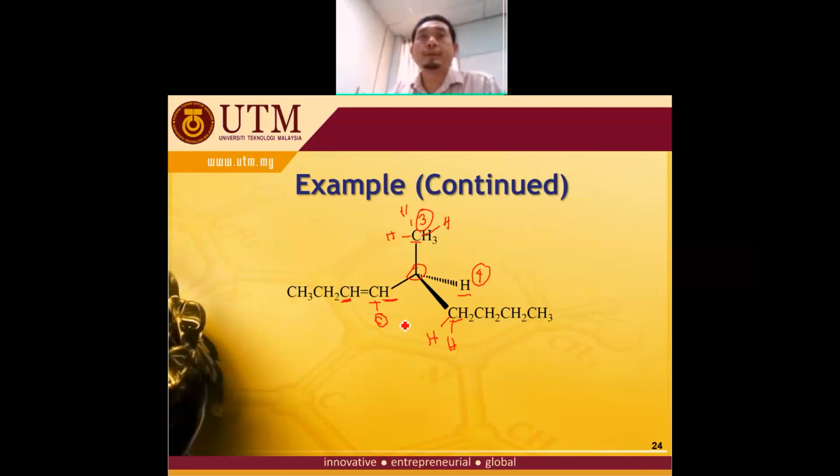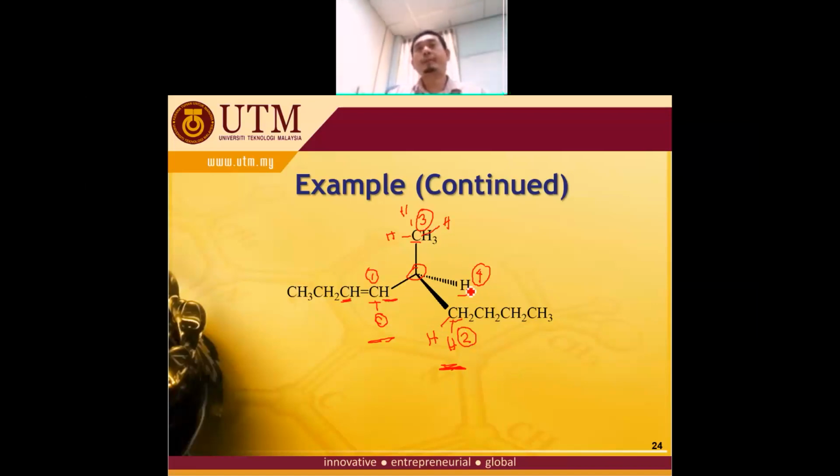atom, which is a carbon, but this one is a hydrogen. Okay, this is a carbon. Number 2 is a carbon, number 2 is a hydrogen. So this group will be number 1, and this group will be number 2. Number 1. Okay, so we have completed 1, 2, 3, 4.